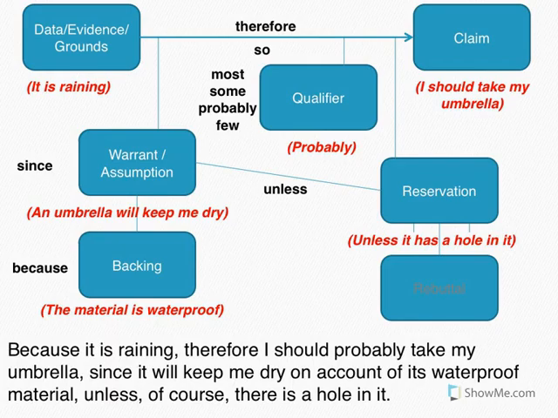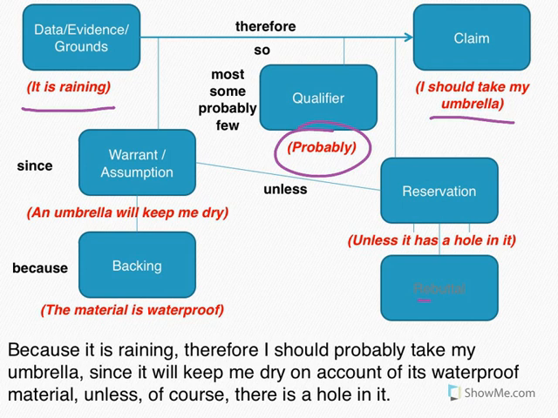So if we see here, once again with our raining model, our claim is that I should take my umbrella. The evidence to support that is that it's actually raining. I have an underlying assumption or warrant. So I say it's raining, and I know I should take my umbrella, since an umbrella will keep me dry. I use the word probably because that's my qualifier there. And my backing to support an umbrella keeping me dry is the material is waterproof. I added, as you already know, my qualifier probably will keep me dry. And then I had a reservation unless it has a hole in it.